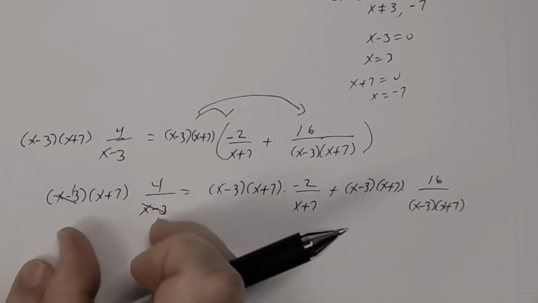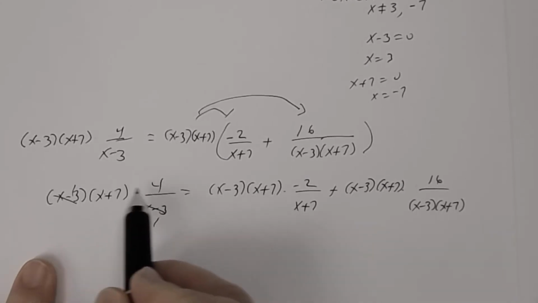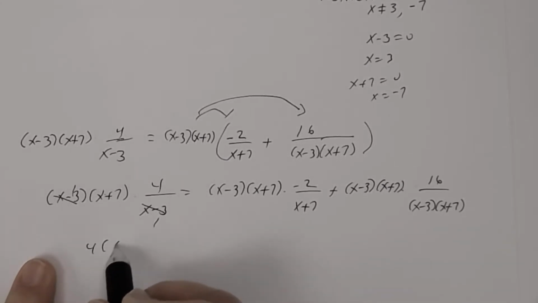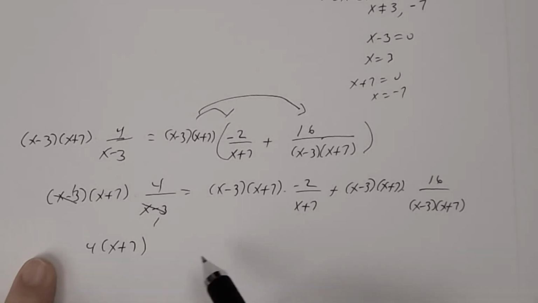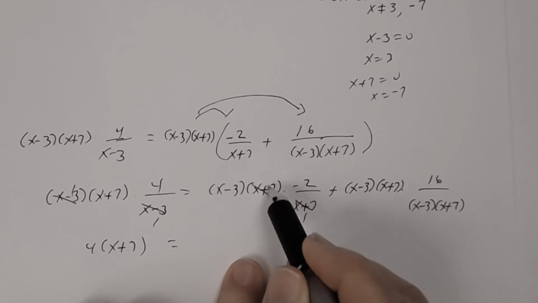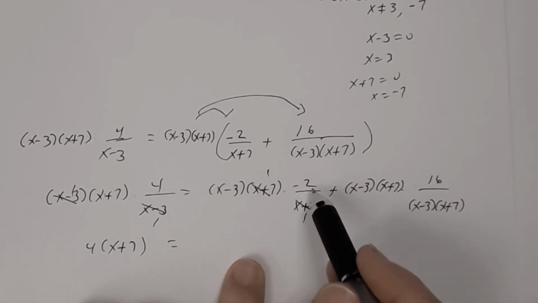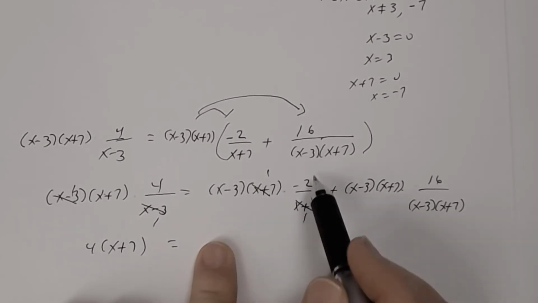So do y'all agree that those 3 factors multiplied become 4 times x plus 7? Okay? All right. Equal. Over here, same thing. The x plus 7's divide out. Notice I put 1s in their place. That's important. And then I have x minus 3 times 1 times negative 2.